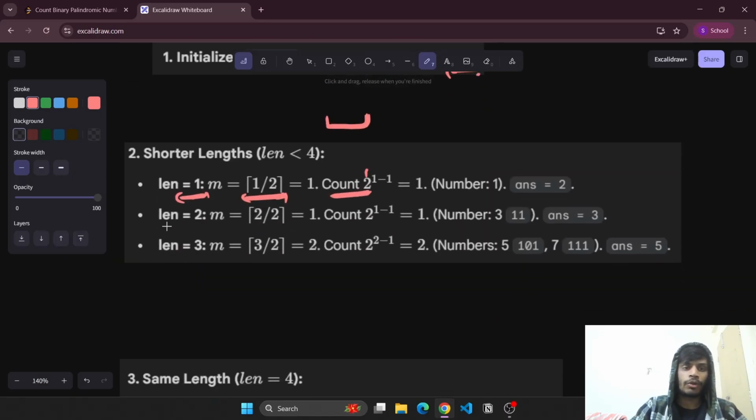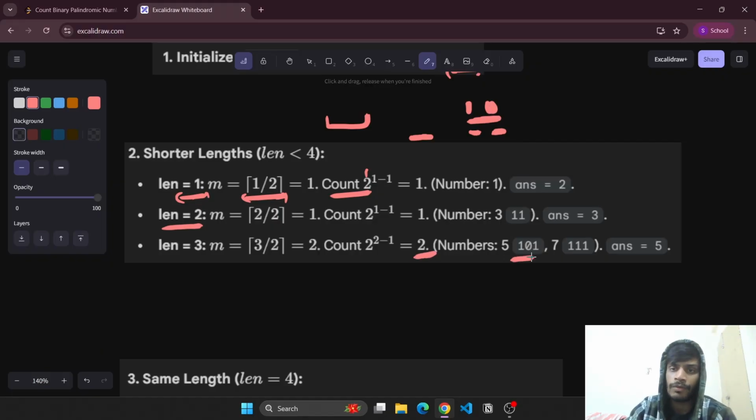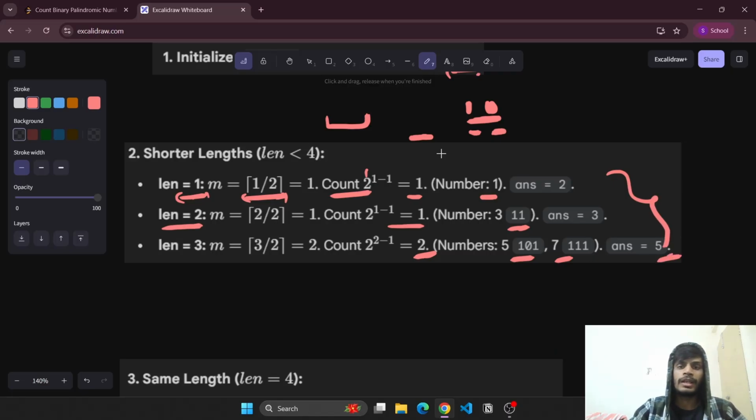We'll check for len equals to 2, the first m by 2 bits will be 1 only, and then for len equals to 3, the first m by 2 bits will be 2 bits. So here the case will be 2 to the power 2 minus 1, means 1 0. So these two numbers are 5 and 7. Here for len equals to 2, the count was 1 and the number was 3. And for len equals to 1, the count was 1 and the number was 1 itself. So overall we have got 5 counts here for length less than 4.